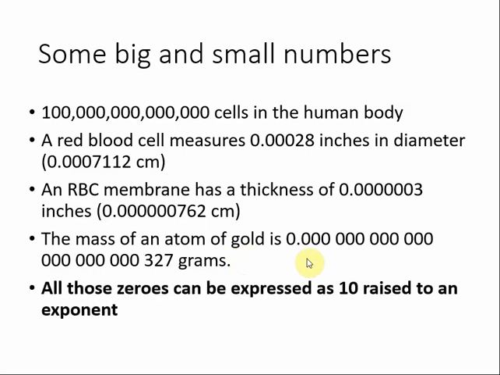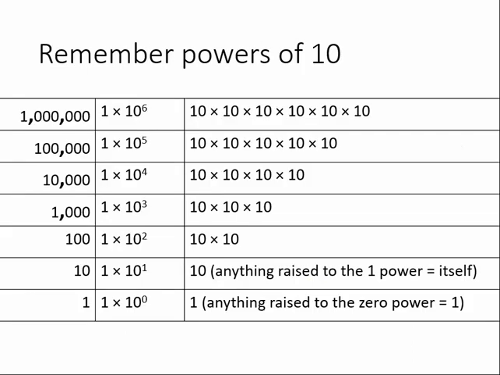All of these zeros in these very big and very small numbers can be simplified down to a mathematical expression of 10 raised to an exponent. The point of scientific notation is to save our writing from zeros upon zeros upon zeros. To understand scientific notation, you should remember the powers of 10.